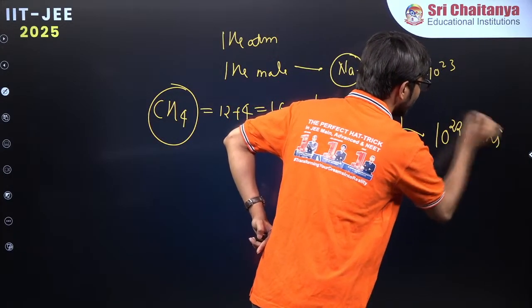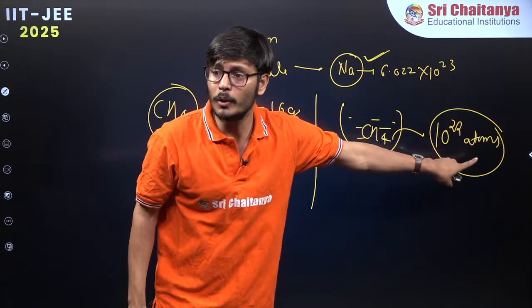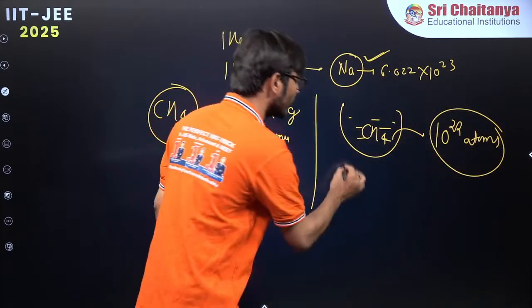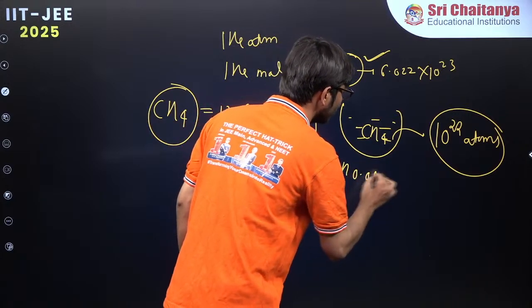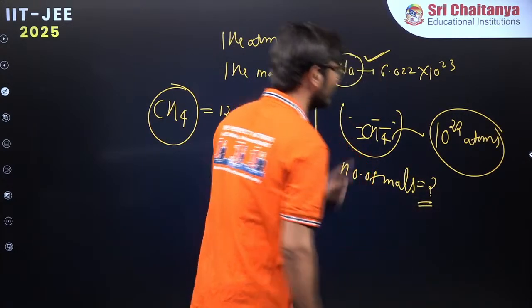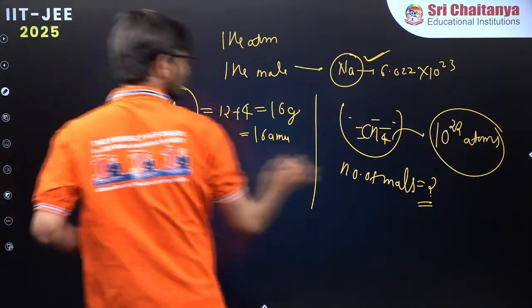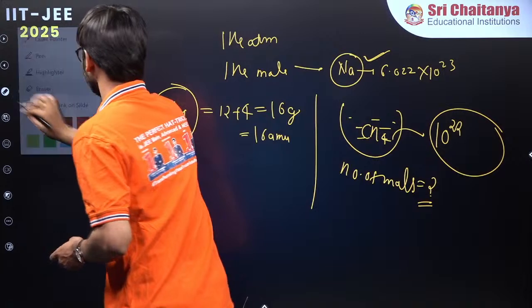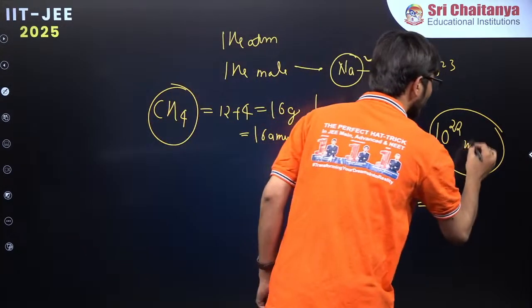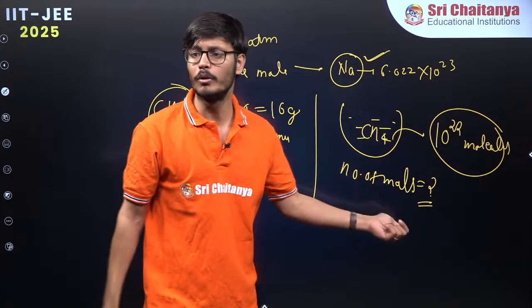How many atoms have I given you? 10 to the power 22 atoms. Now my question is, find out the number of moles of methane in the container. Rather than atoms, this is molecules, okay? 10 to the power 22 molecules. So we have 10 to the power 22 molecules. The question is, find out the number of moles.